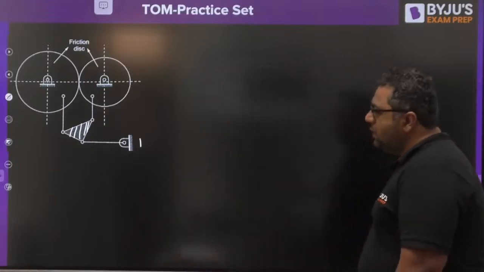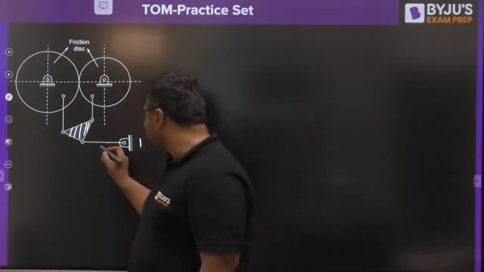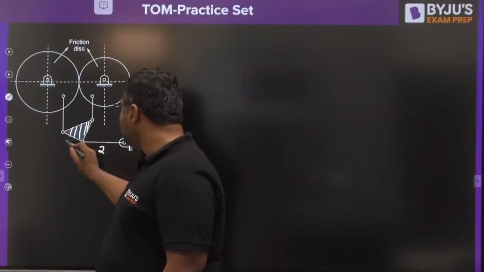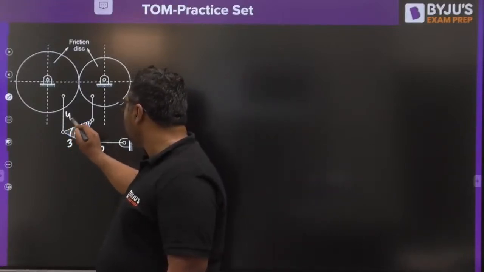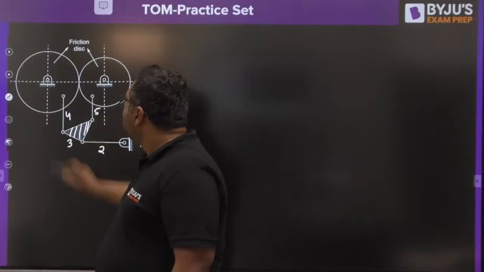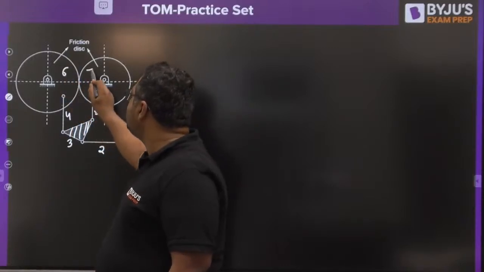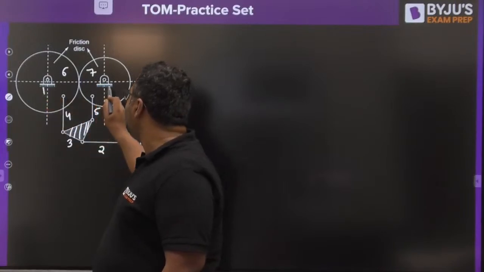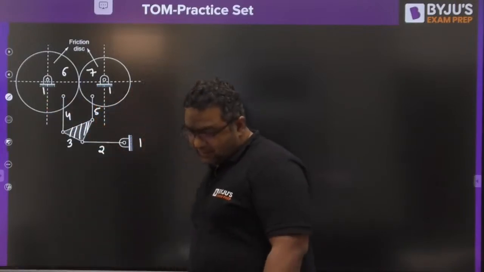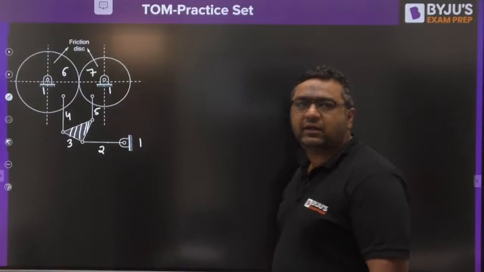Very good. So my dear, this is link number 1, this is link number 2, this is link number 3, this is link number 4, this is link number 5, this is link number 6, this is link number 7. So my dear, if you see the number of links, they are coming out to be 7.